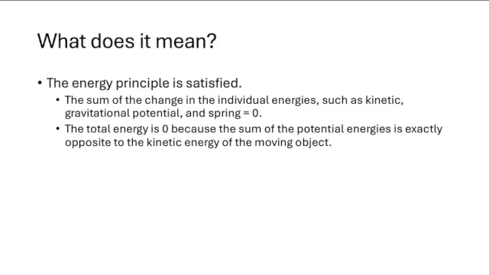All of this means that the energy principle was satisfied. The sum of the change in the individual energies, such as kinetic, gravitational potential, and spring, equals 0. The total energy is 0 because the sum of the potential energies is exactly opposite to the kinetic energy of the moving object.